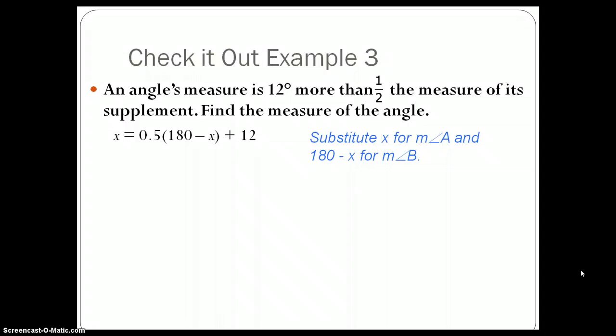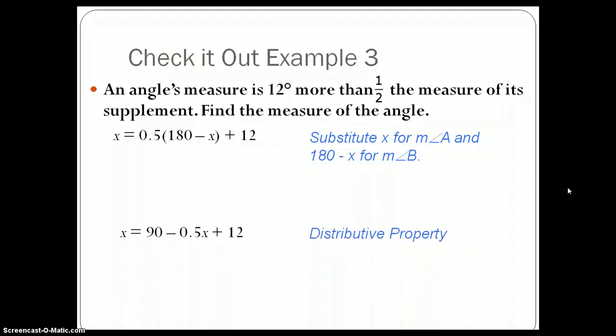An angle's measure is 12 degrees more than 1/2 the measure of its supplement. Find the measure of the angle. We have to make some sort of equation. X equals 12 degrees more than 1/2 the supplement. The supplement is going to be 180 minus x, so we substitute those into our equation.